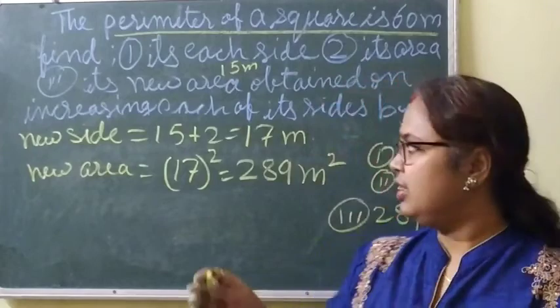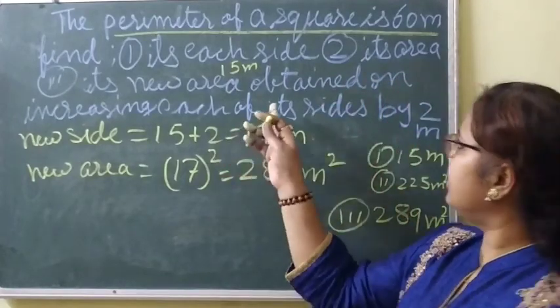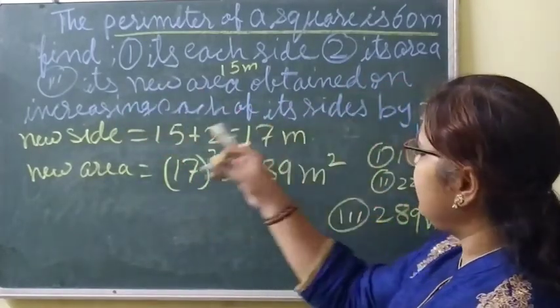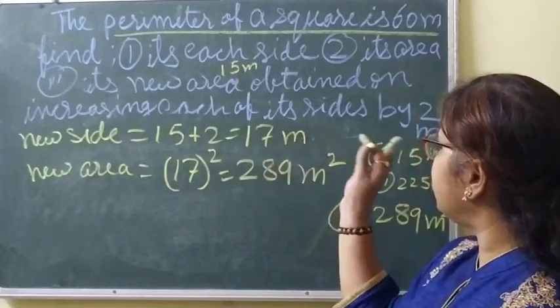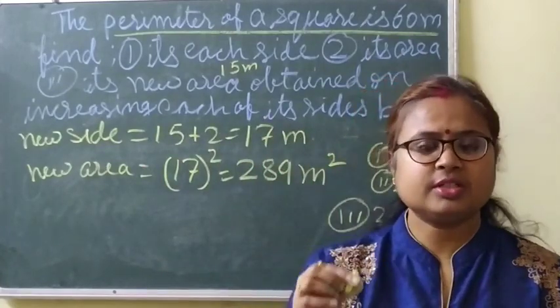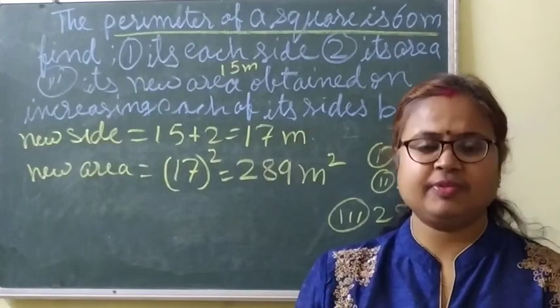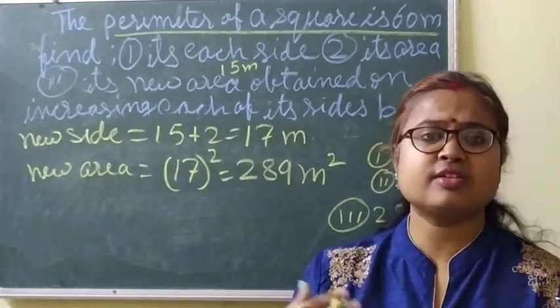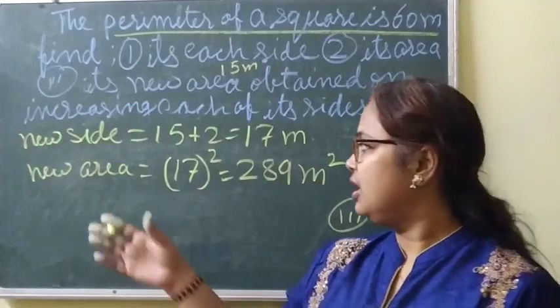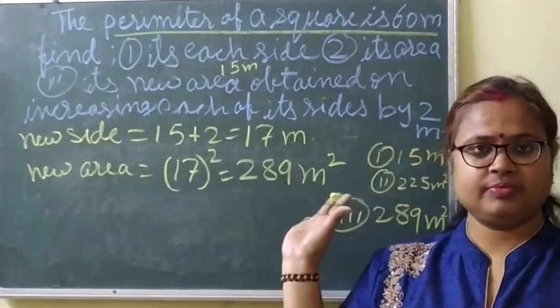Now there is no problem. Whenever you get this type of question, that its new area obtained on increasing each of its sides by 2 meter, first find out the original side and then you add 2. If it is given 3, then you add 3. If it is given 4, then you add 4 and then you can find out the answer.